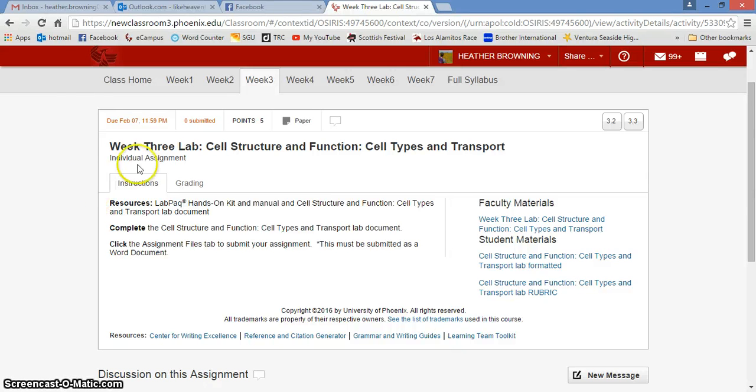So this is the walkthrough for the week 3 lab: cell structure and function, cell types, and transport. Make sure you get the right one, because they're not quite on the right page number, which is confusing and totally unnecessary. You're going to complete the document that's formatted and look at the rubric. Let's look at the rubric first.